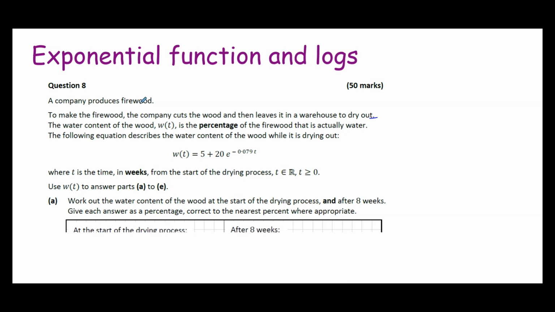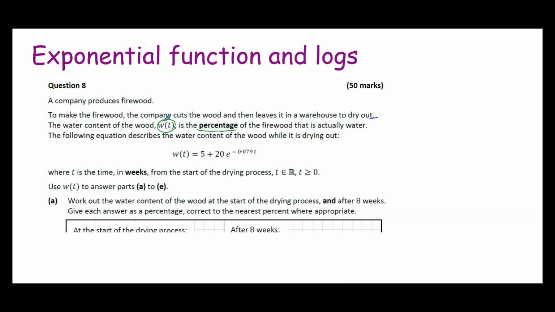So we get that. When you cut a tree, you have the wood, but before you can use it for firewood, it has to dry because naturally wood has what? Water, it is moist. So that water has to dry out so that it will be good firewood. The water content of the wood is the percentage of the firewood that is actually water. So always when they put any word in bold, pay attention to it.